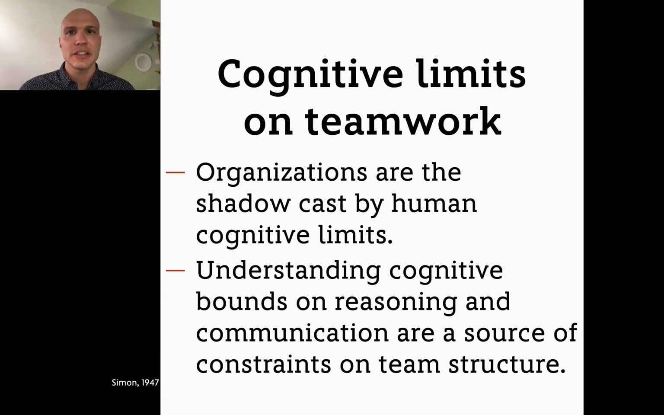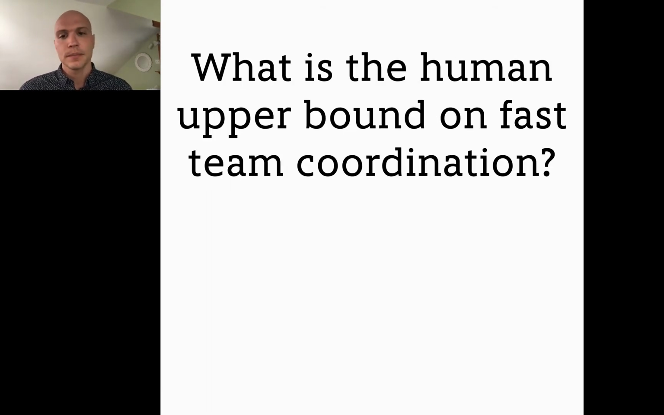So Herbert Simon gives us this perspective. One way of putting it is organizations are the shadow cast by human cognitive limits, that we can understand organizations in terms of bounded rationality and human limits. The organizations let us do more than any individual can do by helping us work around our limits. From that direction, if we understand human cognitive bounds, we gain insight into the constraints on team structure and how to build teams and build better teamwork.